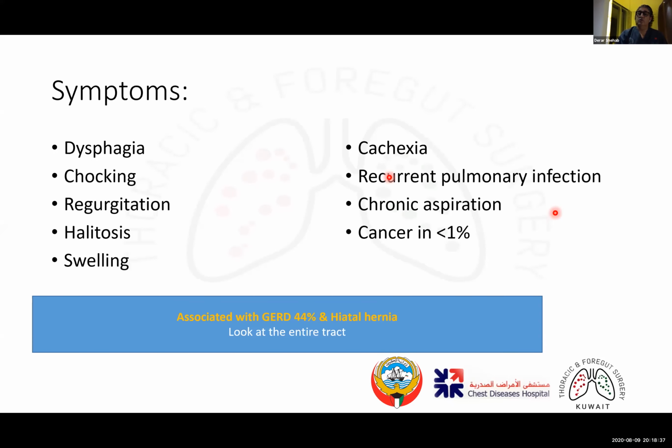Unfortunately, although with a very small chance, the diverticulum may harbor cancer cells in less than 1%. Zenker's diverticulum may be associated with GERD and hiatal hernia in about 44 to 45% of the time. And that's basically why we have to make sure that we examine the whole esophagus.